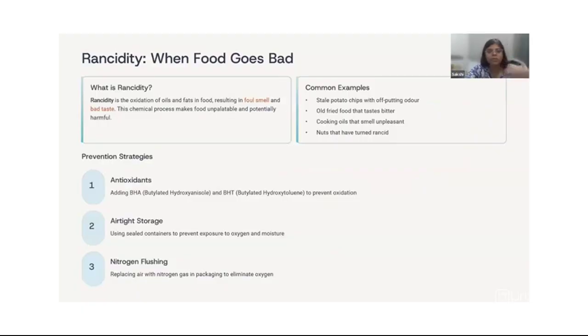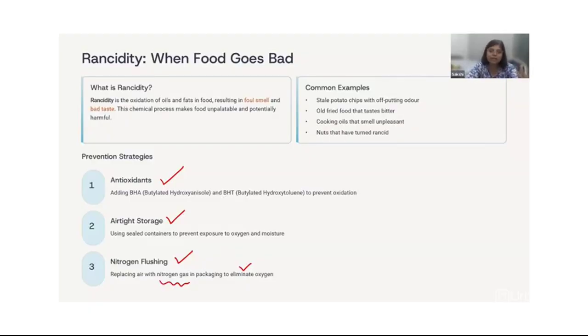Okay, so these are again the rancidity prevention strategies. That is, we add antioxidants to food, airtight storage, and nitrogen flushing, which I told you about, right? So replacing air with nitrogen, the air is replaced with nitrogen gas when your chips are packaged, to eliminate oxygen. Okay, so rancidity is the oxidation.